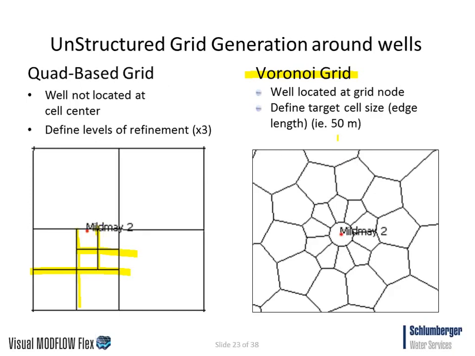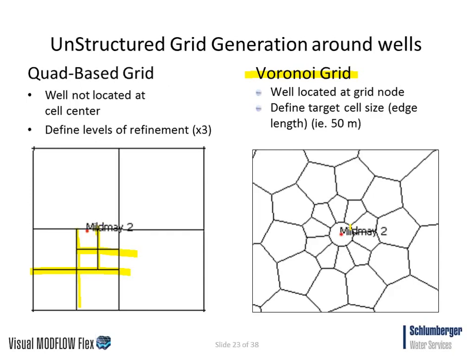Alternatively, when you're dealing with the Voronoi grid, the well is guaranteed to be located at the grid node, which is the seed for the grid generator, which usually coincides with the geometric cell center. And instead of defining a refinement level, what you define for the Voronoi grid is a target cell size, which is in the form of an edge length.